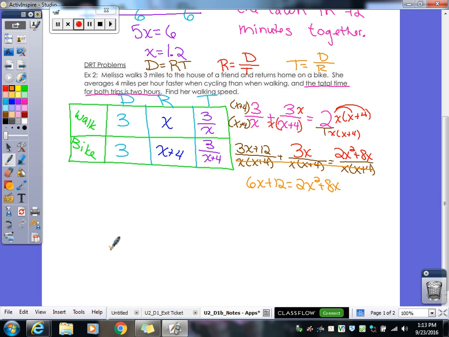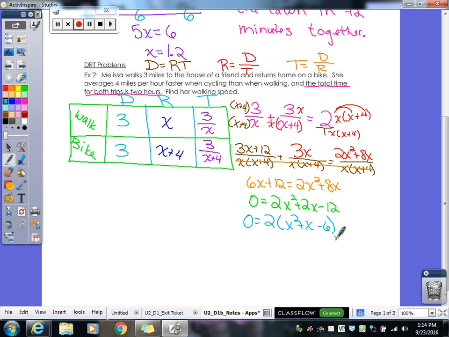I want to get everything over on one side so that it's equal to 0. So I subtract my 6x, subtract my 12. I get 0 equals 2x squared plus 2x minus 12. Now what do we have to do? Factor, everybody's favorite thing, factor. So do we have a GCF factor? Yeah, we do. What is it? 2. So it would be 2 times x squared plus x minus 6.